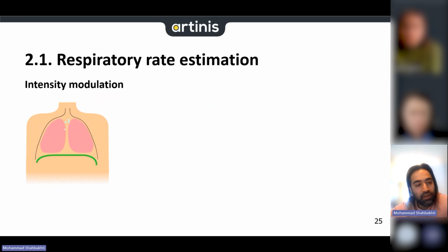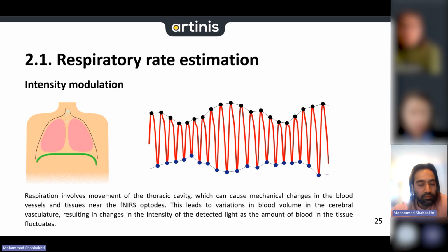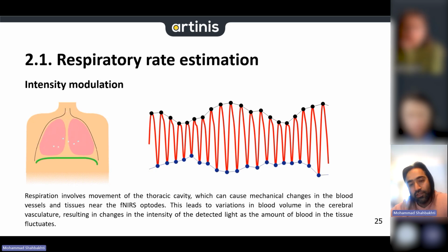Lastly, we have intensity modulation. Breathing involves movement of the thoracic cavity, which can cause mechanical changes in blood vessels and tissue near the fNIRS optodes we have. These mechanical changes can show themselves as smooth changes in the baseline of the data, as you can see, and we can also use that for estimation of respiration from the NIRS data we have.